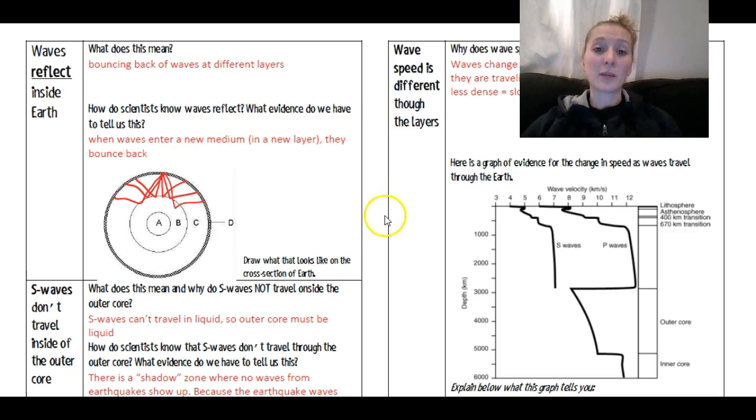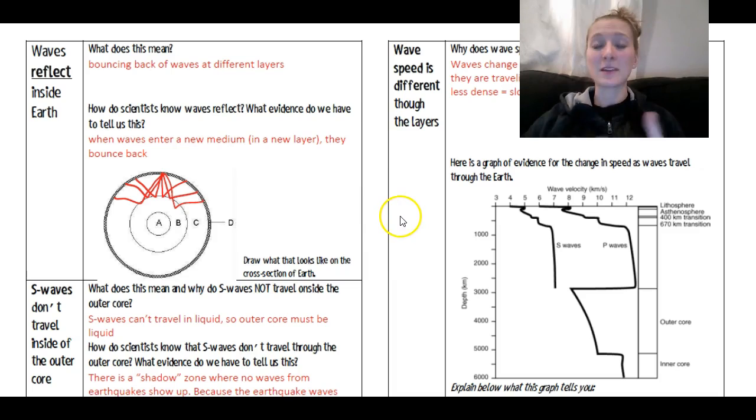So aside from just seismographs, aside from just seismic energy, scientists can actually create their own and send a sound wave down to get that information too. So what it looks like is that they hit the layer and it bounces off.